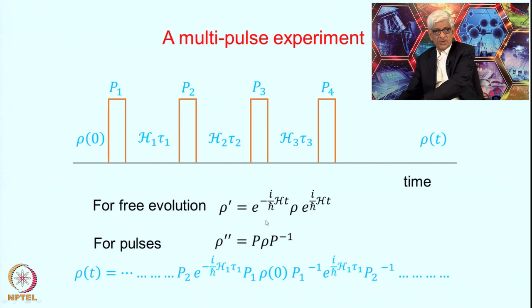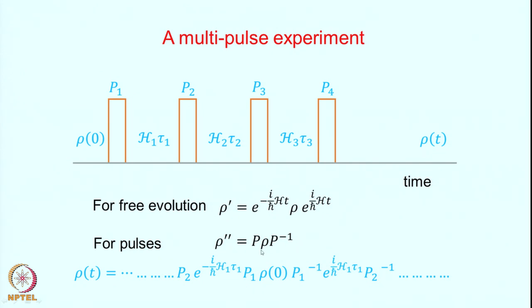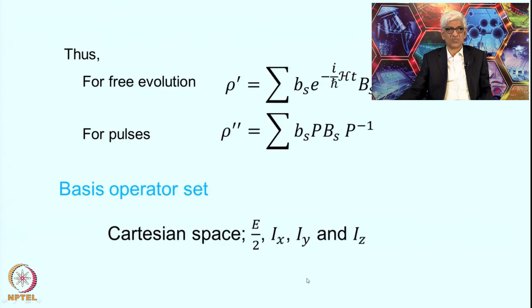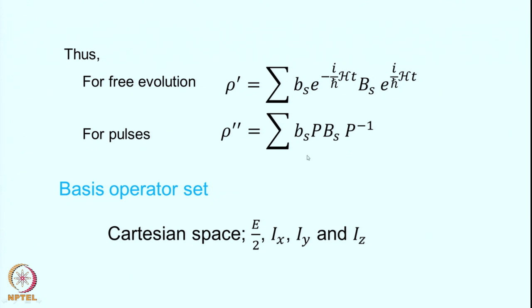So for free evolution we have to calculate the evolution under the Hamiltonian, and for the pulses we have the evolution under the pulses, P rho P minus 1. And rho here can be a summation of all the basis operators, and this is the same equation we had earlier. Start with rho 0, keep applying the pulses and the evolution under the various Hamiltonians as we have discussed before. Now, we explicitly put these basis operators here for the free evolution. I call this rho dash. The rho dash is summation b_s, e to the minus i by h cross H t, then you have this basis operator b_s, e to the i by h cross H t.